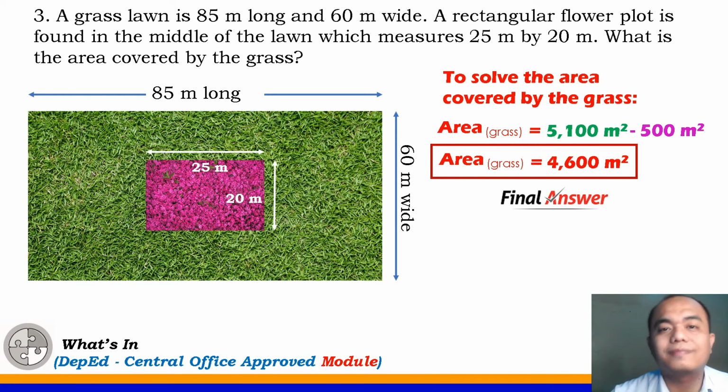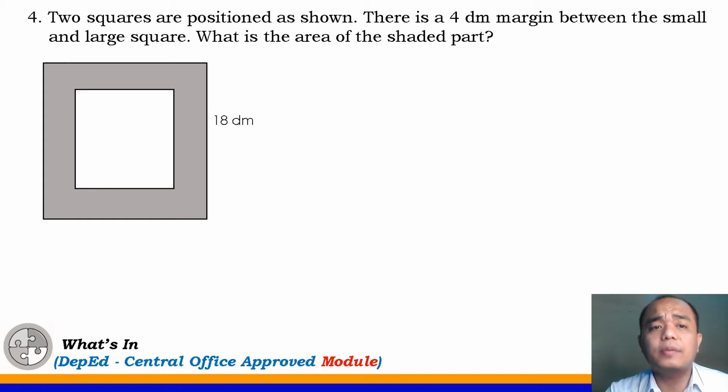Let's have number 4. Two squares are positioned as shown. There is 4 decimeter margin between the small and large square.